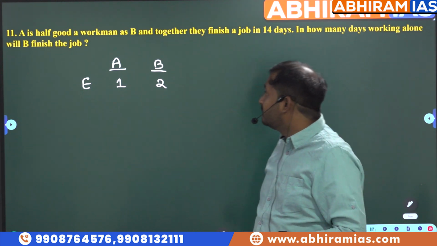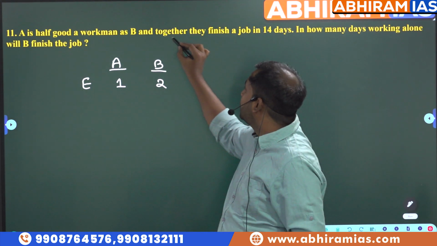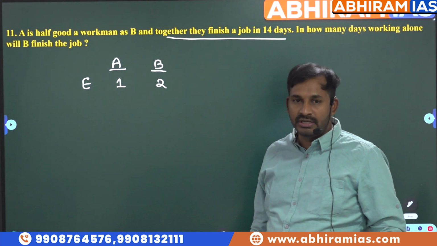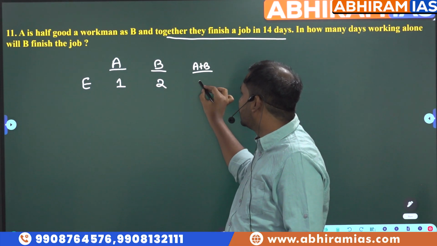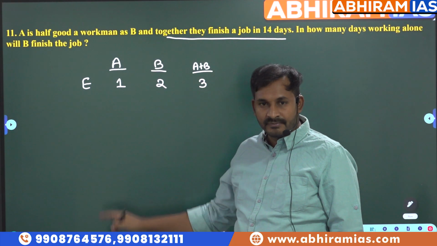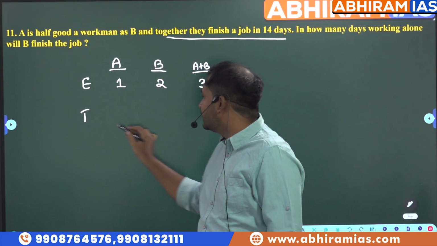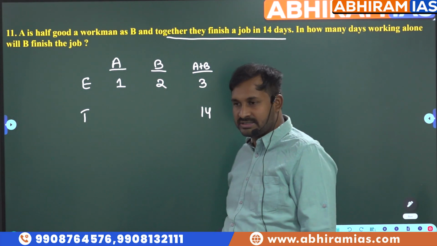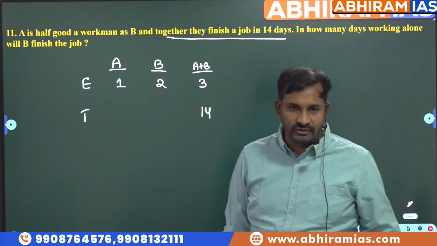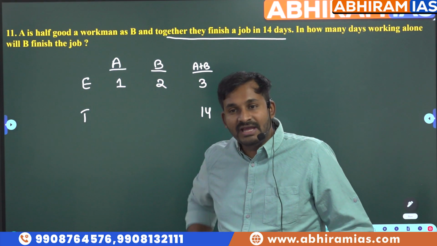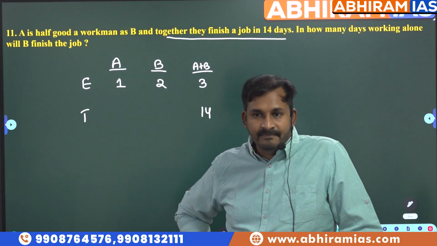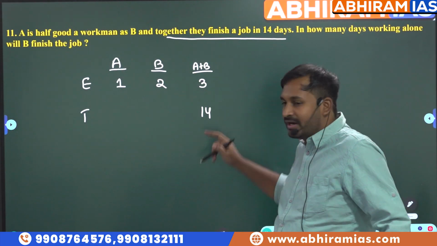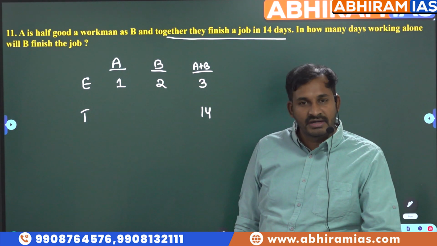A and B. Now, with this efficiency, together they finish the job in how many days? 14 days. That means A and B together can finish the job in 14 days. What is their combined efficiency? 3. And the time taken by A and B together is what? 14 days. Till now, how did we calculate the total work? ఇప్పటి వరకు ఎట్లా total work calculate చేసినామండి? LCM of times. But in this case, I have only one time. Then how will I find the total work?